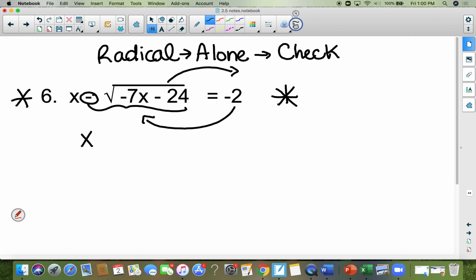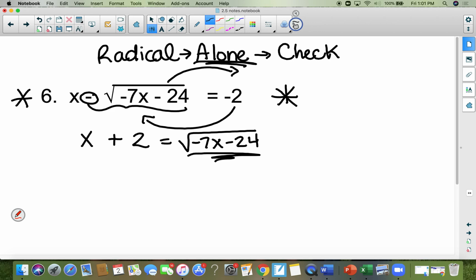So if I brought the negative 2 over, it's going to end up being a plus 2. And if there's a negative in front of the radical, I'm going to add that to the other side. I think that's the easiest way to get rid of the negative sign in front of the radical. We have the radical alone. Everybody see that? We have the radical alone. We're going to square both sides of the problem.